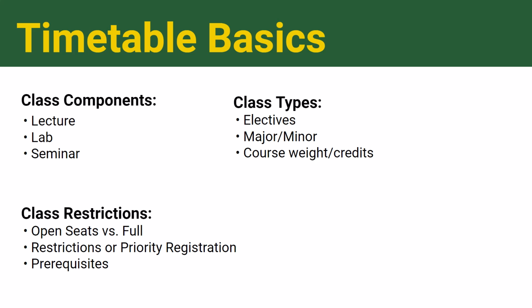Now, for classes, there are open versus full courses. Those are clearly labeled on the schedule builder. Open courses will have seats available. Full classes will say full.